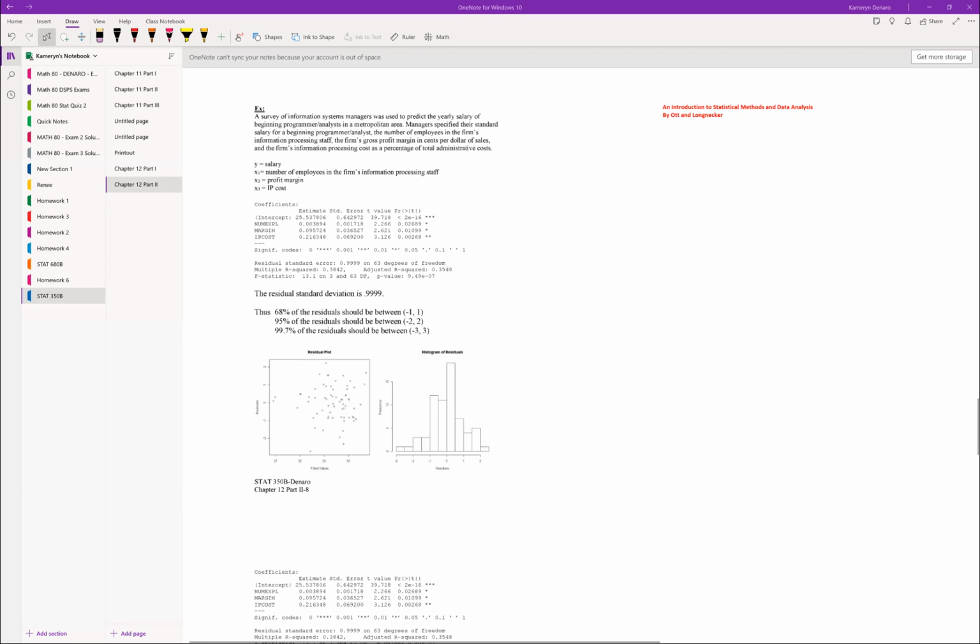Everyone. We're working through An Introduction to Statistical Methods and Data Analysis by Ott and Longnecker. Now in chapter 12, part 2, we're going to apply what we've learned in chapter 12 to the example we've been working on.